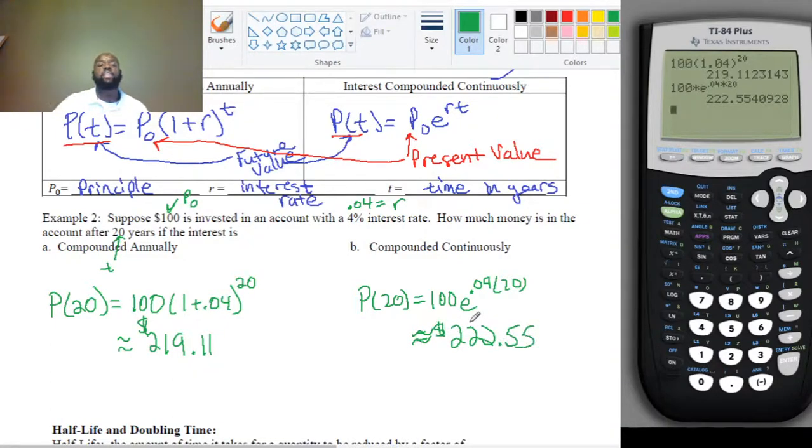All right, and so as you can see, the more times you get your interest compounded, which continuously means it's continuously compounding your interest, you're going to get a little bit more of your future value here. Notice this is a 0.04 here, it looked like a 9. All right.